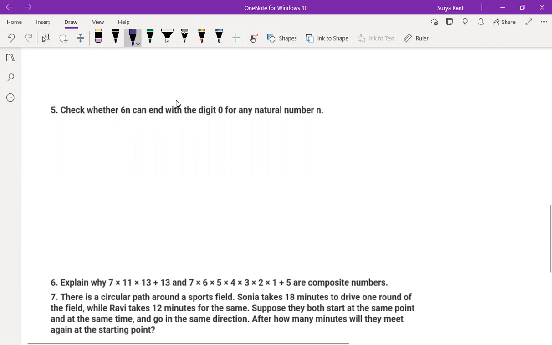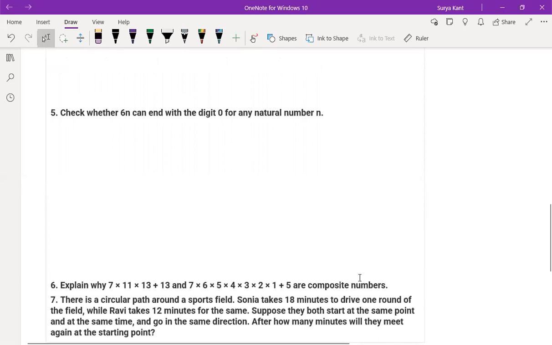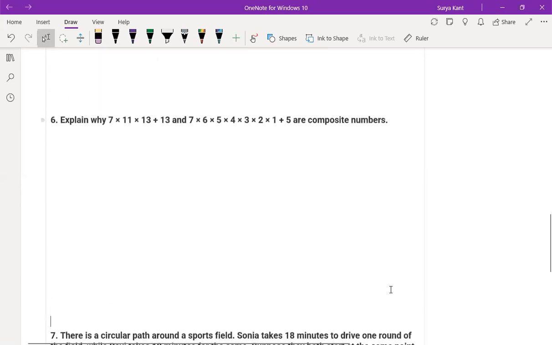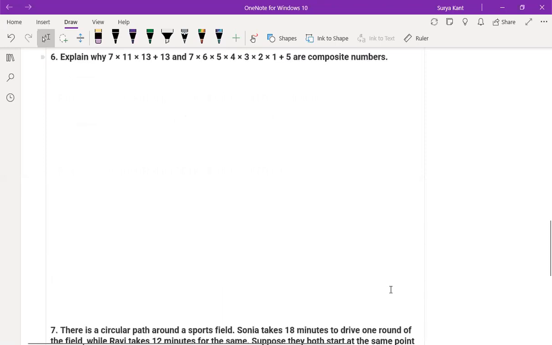The next question is: explain why 7 into 11 into 13 plus 13 and 7 into 6 into 5 into 4 into 3 into 2 into 1 plus 5 are composite numbers. Can you explain why both of these are composite numbers?